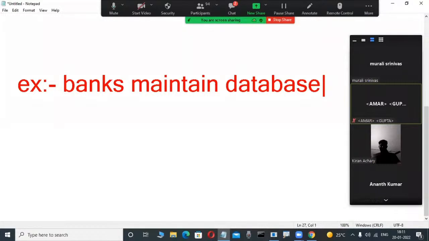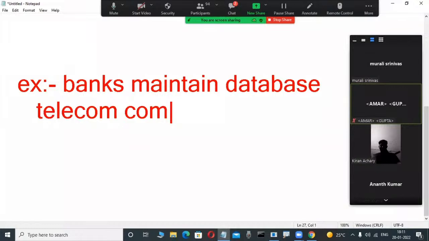That's why banks maintain databases. Banks are understandable to everyone. Suppose telecom companies, so many examples are there, I am just telling roughly for easy understanding. Telecom companies maintain databases. Suppose you make a call to your friend. Those call details are stored in a database.